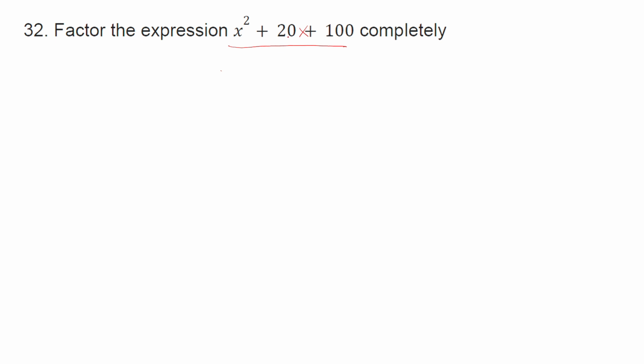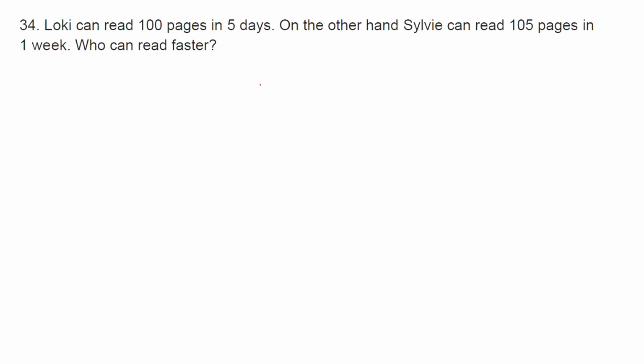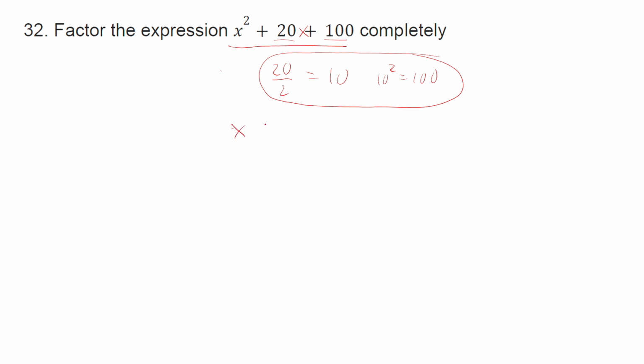Actually, when I divide 20 by 2, I will get 10, and when I square 10, it's going to be 100. When the numbers here, the 20 and the 100, or whatever numbers you put here, satisfy this situation, the given is a perfect square trinomial. Anyway, continuing with the factoring, you have to think of two numbers or two factors of 100 wherein we can actually form that 20.